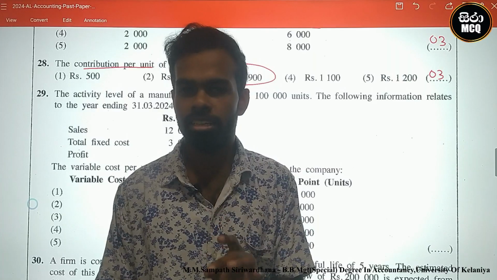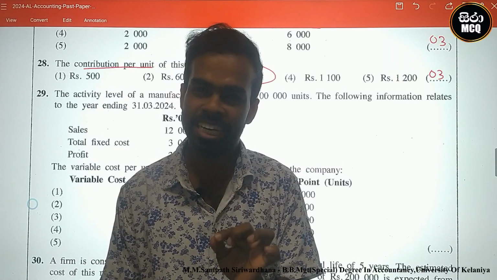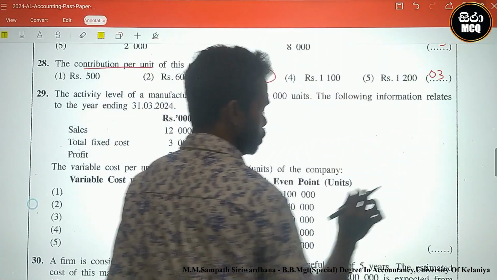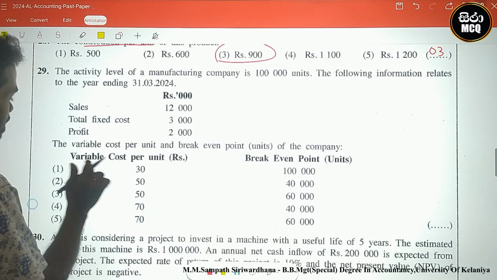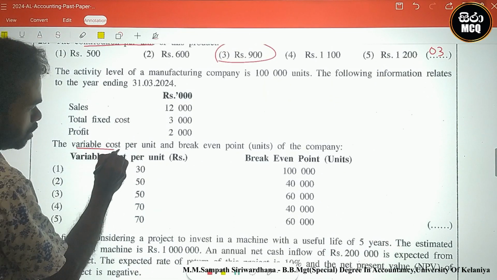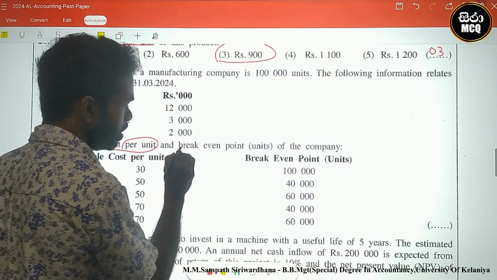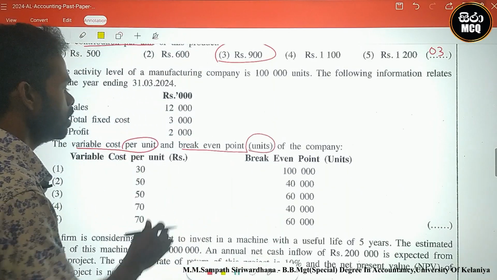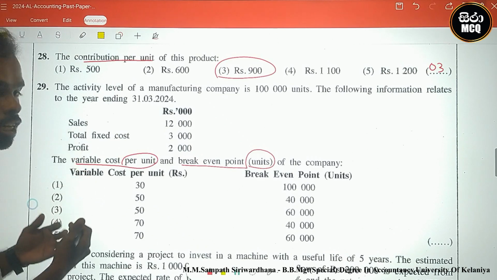Today we discuss Advanced Level A-Level Accounting paper 2024, question number 29. Look here, what is the requirement? There are two requirements, break-even point related: the variable cost per unit and the break-even point units of the company. It is a small question, but there are so many calculations.